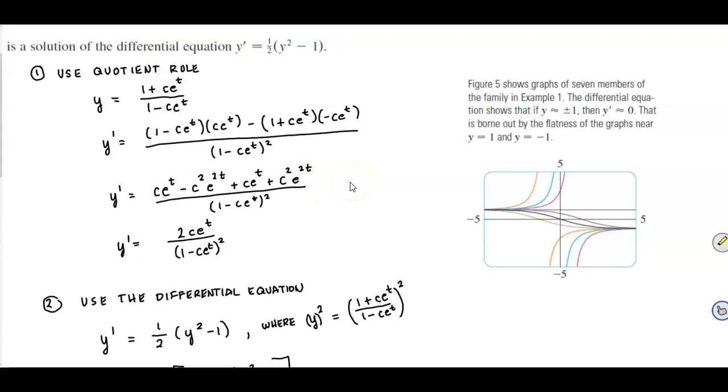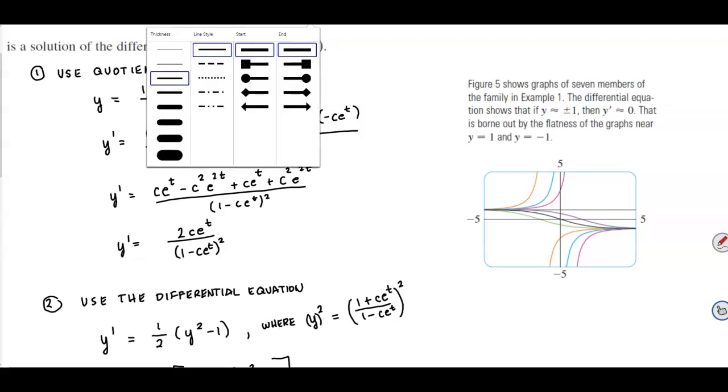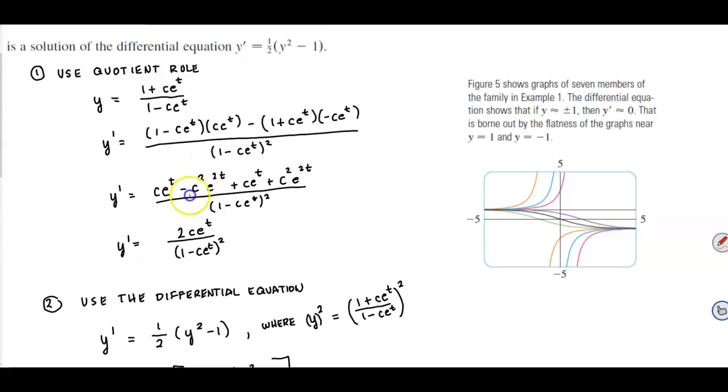And so when we combine like terms, we end up eliminating the squares. And so what we end up getting is 2ce^t divided by (1 - ce^t) squared.